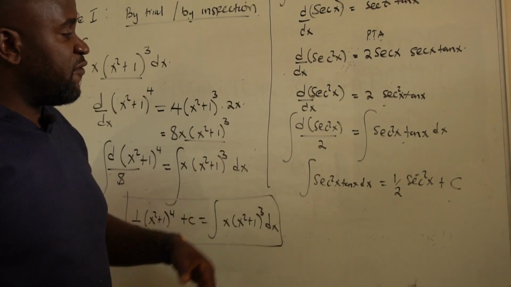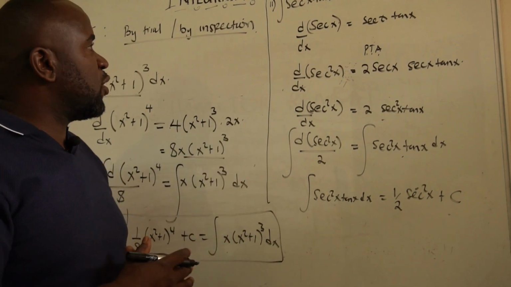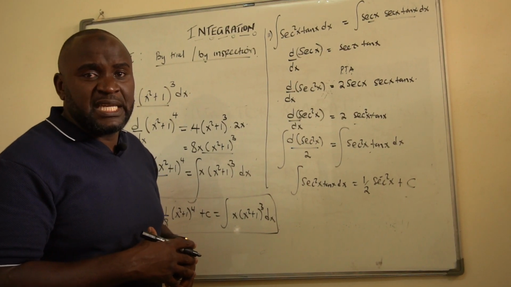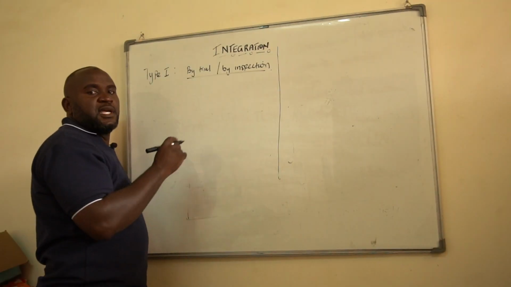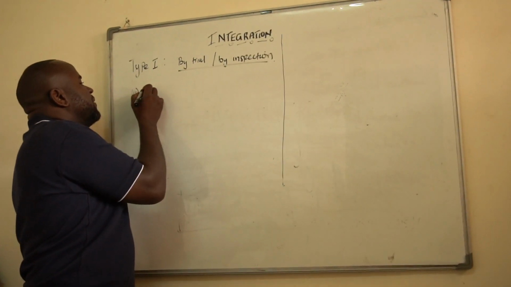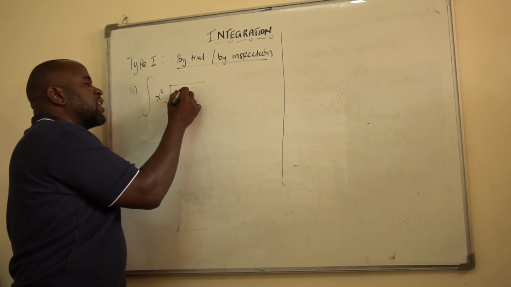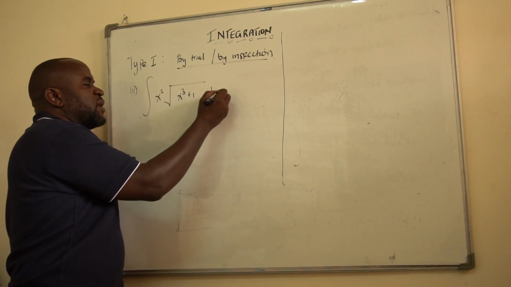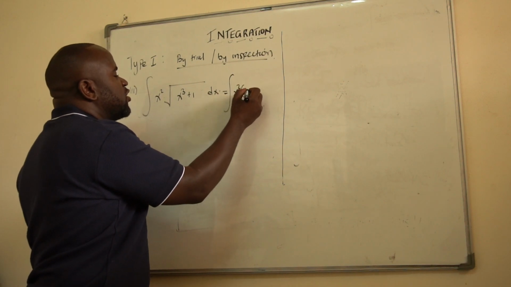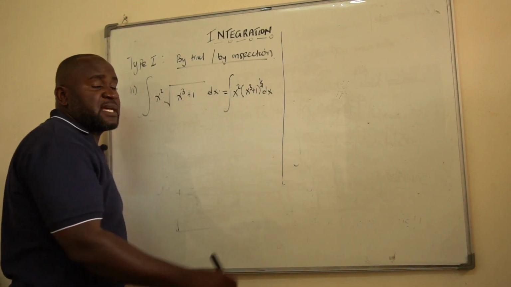So with this, we have looked at the second example of type 1 of our integration today, which type 1 we had called the inspection method or the integration by trial technique of integrating functions. So let's take a look at example 3 of integration by trial. For example 3, I can integrate x squared square root of x cubed plus 1 with respect to x. This is the same as writing it as x squared into brackets x cubed plus 1 to the power of a half with respect to dx.